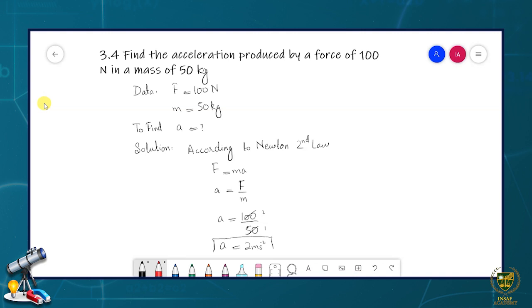So this is the acceleration produced in this case, and you have to write down the result as: the acceleration produced in a body of mass 50 kilogram is 2 meter per second square. This is the result. Clear?